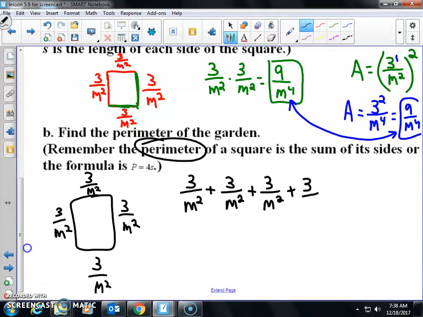And if we think back to our rules for adding fractions, we must have a common denominator. And we do have a common denominator, so we keep it. And then we just add the numerators. 3 plus 3 plus 3 plus 3 is 12.